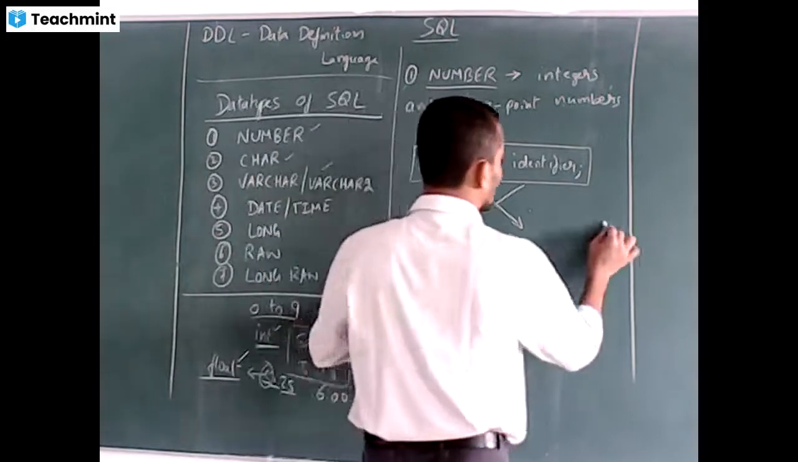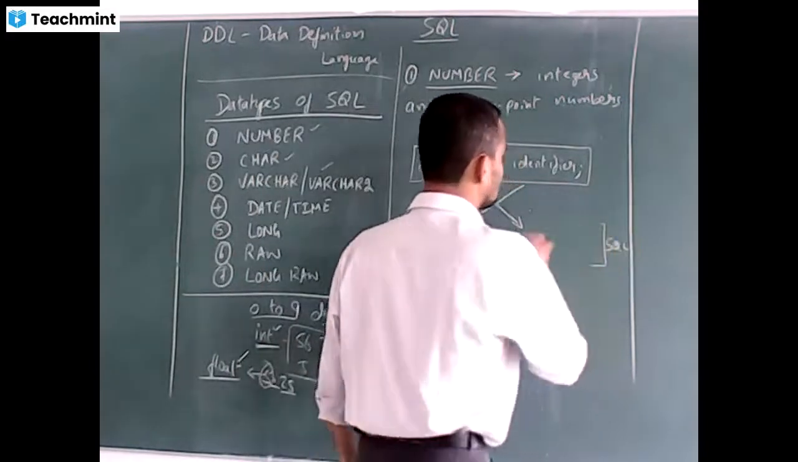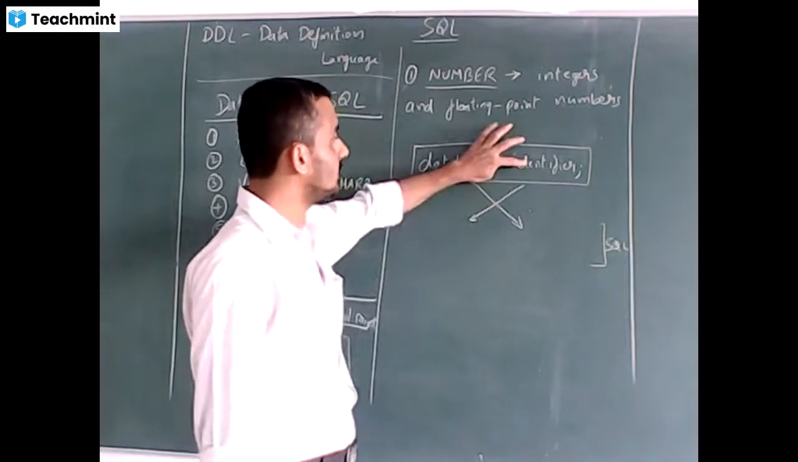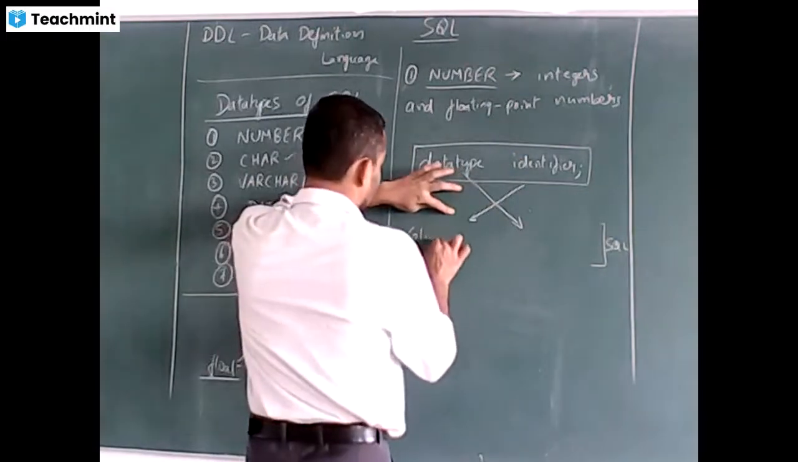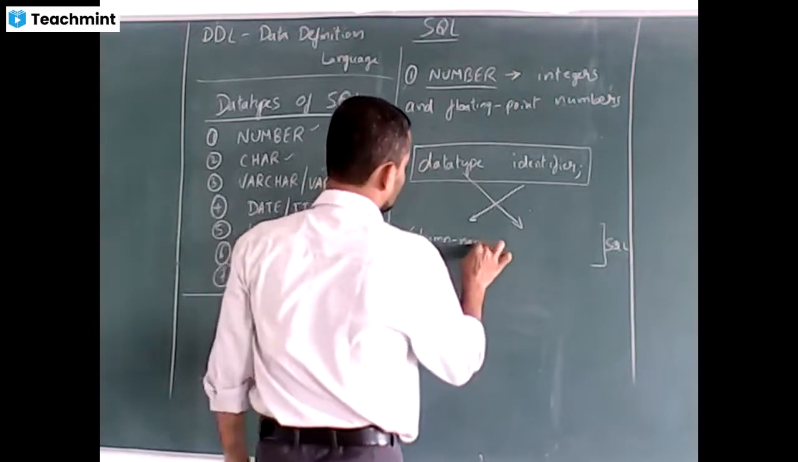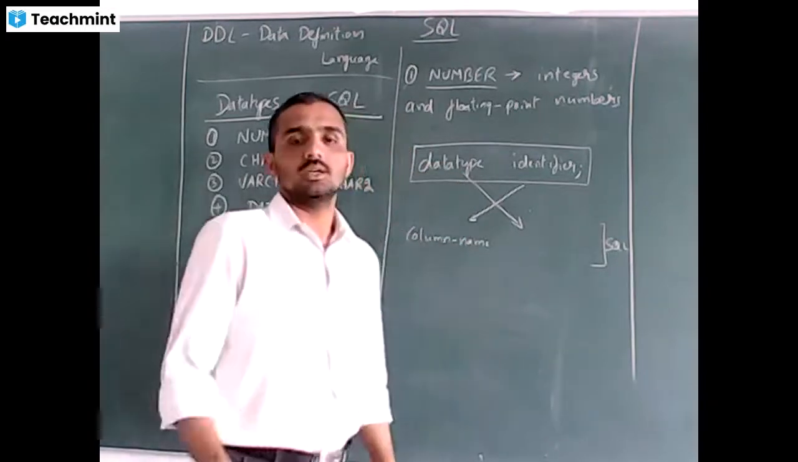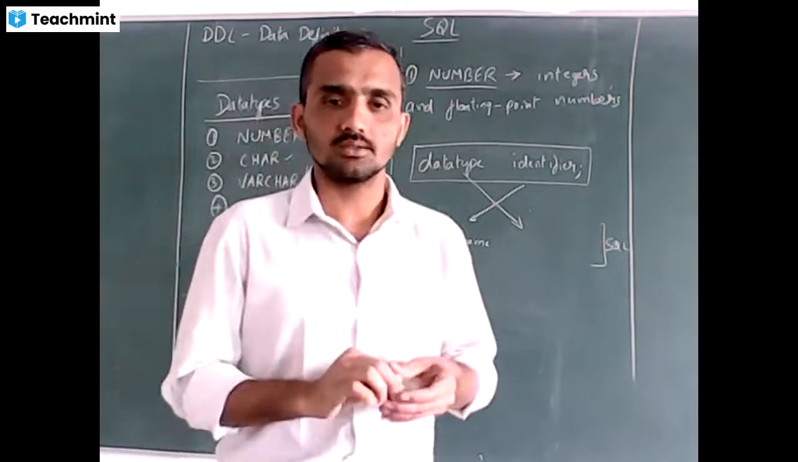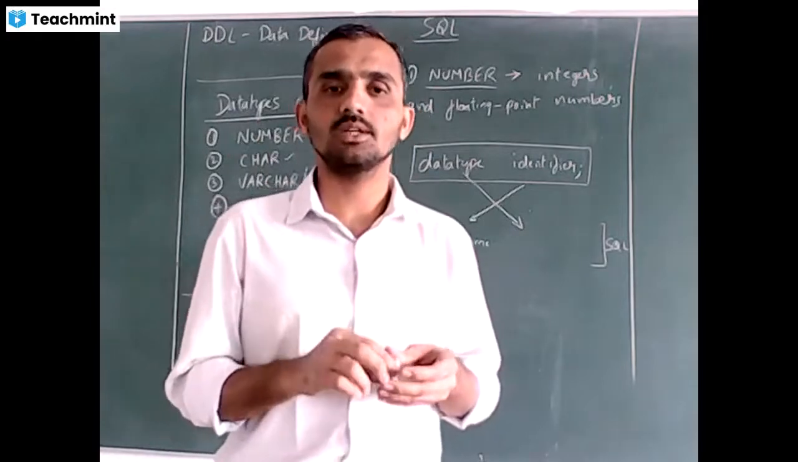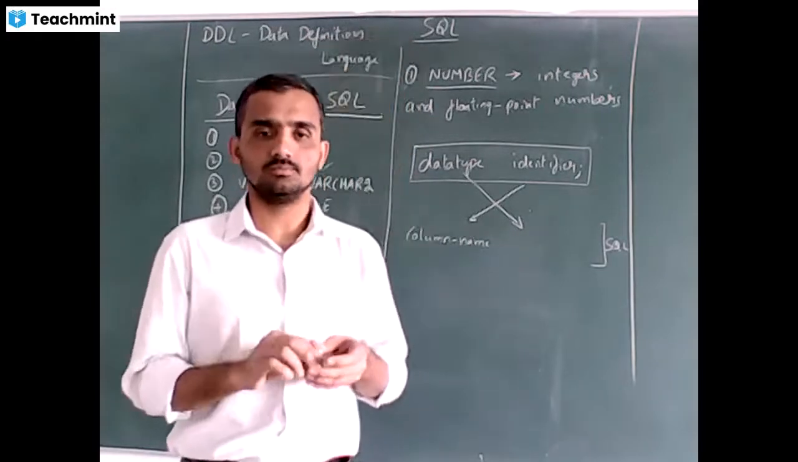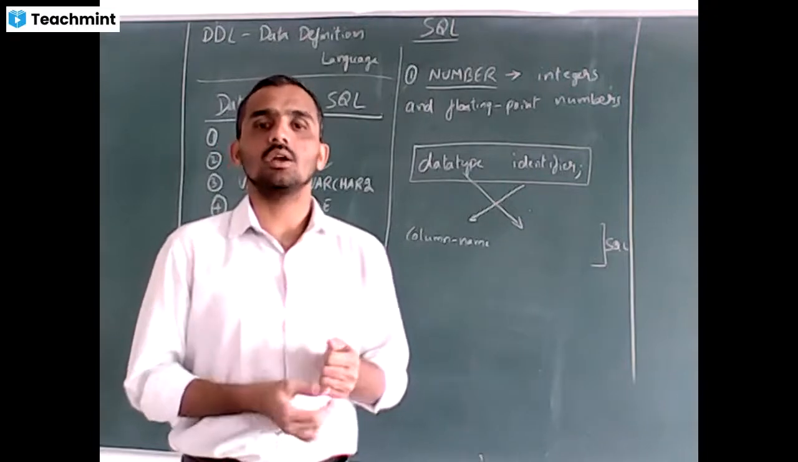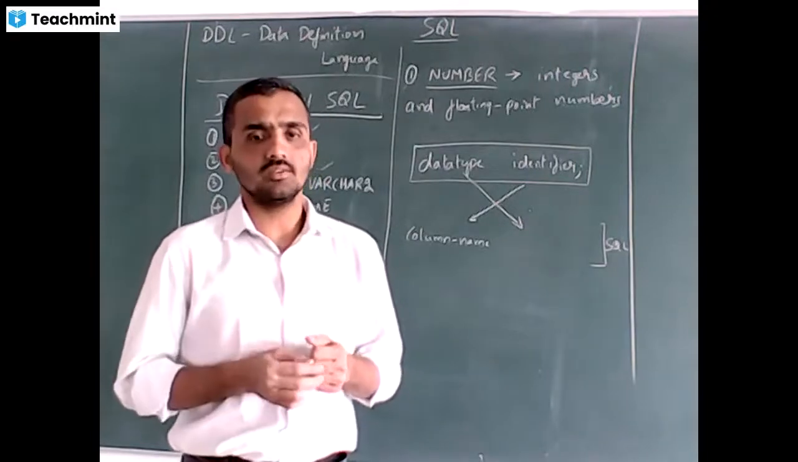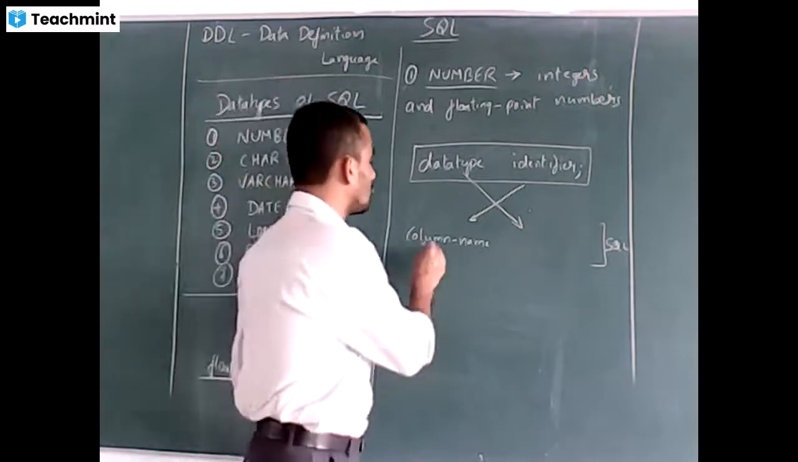So I'll write the SQL format of using the data type. Here identifier means we have to mention the column. Identifier is nothing but column, because in a table we are storing the data. Whenever you are storing data in a table, you are storing it in a column. For every column, there is a column heading, and that column heading is nothing but the column.